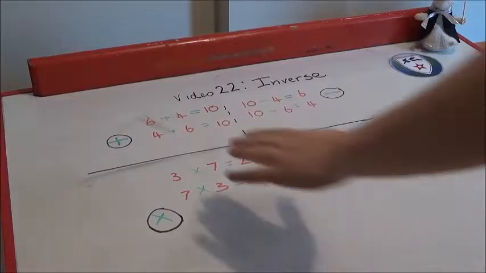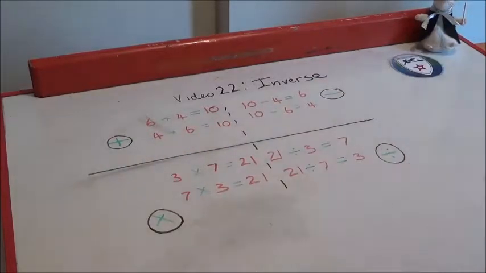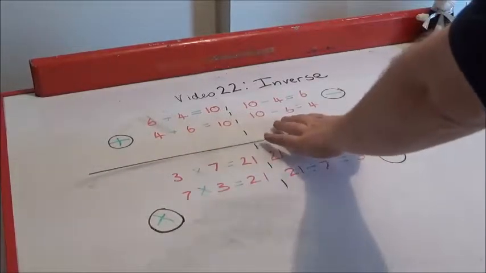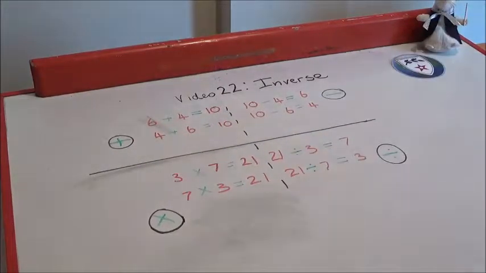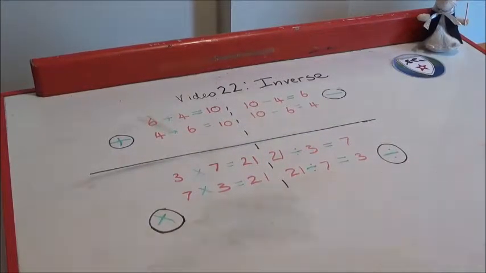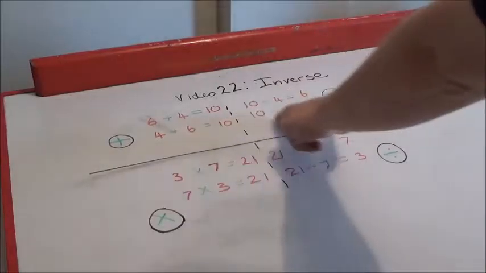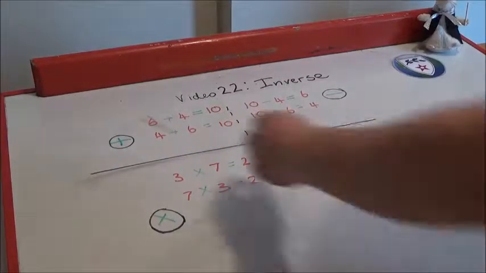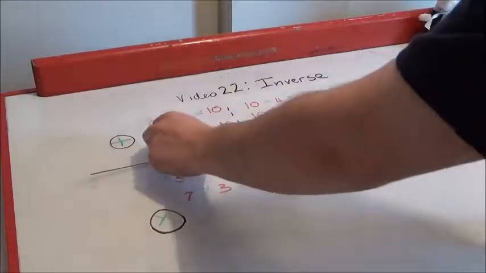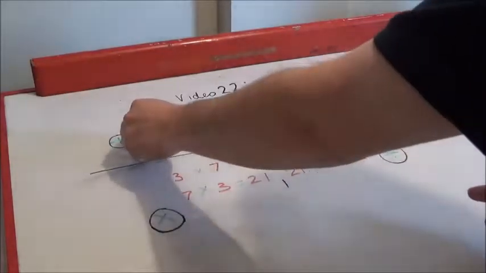We've put some simple calculations on the board, and we're going to show you the inverse, the way addition and subtraction are linked together, and the way multiplication and division are linked together. Let's look at addition and subtraction first. So here, at the top, I have 6 add 4 equals 10. Nice and simple.